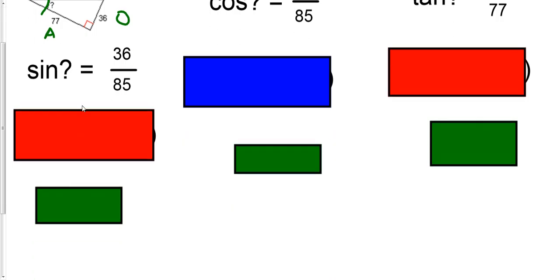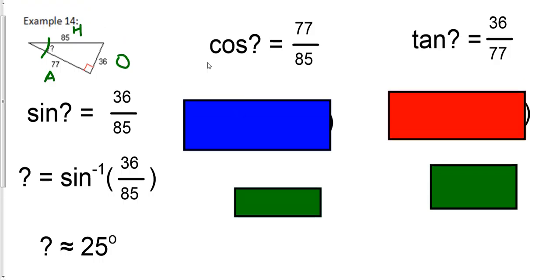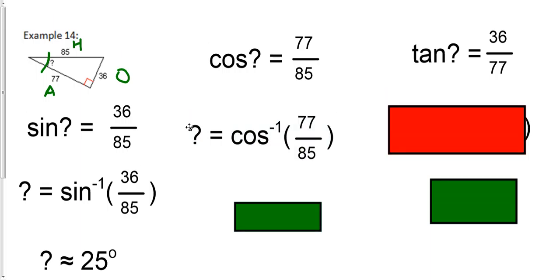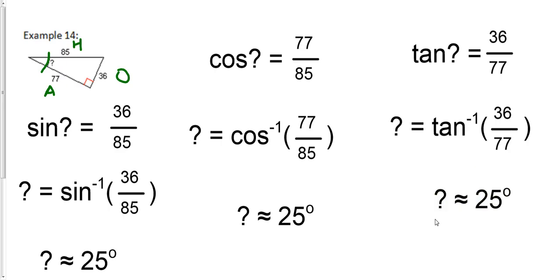If we picked sine, we would have to do the sine inverse on both sides. So our angle would be the inverse sine of 36 over 85, which comes out to about 25 degrees. If we did cosine, we'd have to do the cosine inverse on both sides. So our unknown angle equals cosine inverse of 77 over 85, which comes out to about 25 degrees. If we did tangent, we'd have to do tangent inverse on both sides. So our unknown angle equals the tangent inverse of 36 over 77. And again, that comes out to around 25 degrees.